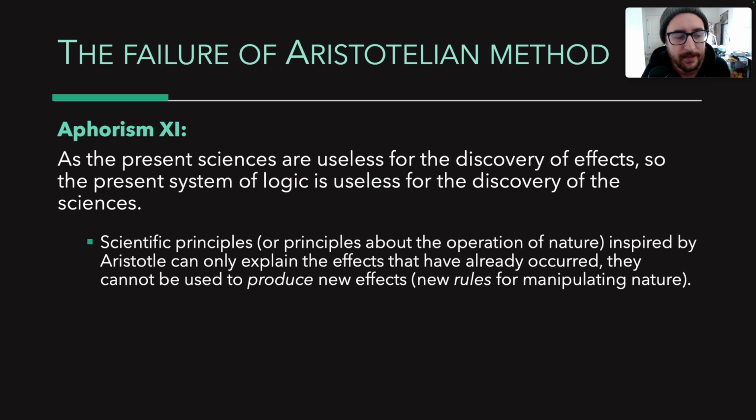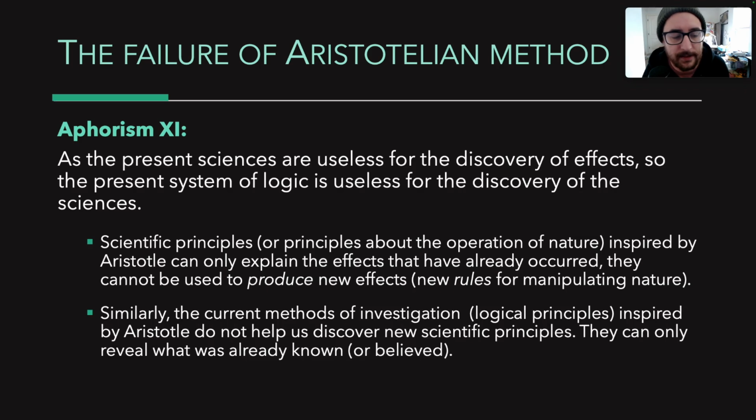And so his criticism here is that the scientific principles, or the principles about the operation of nature, say in terms of matter and form, from Aristotle, can only explain the effects that have already occurred, that we've already observed. They cannot be used to produce new effects. They can't help us determine rules for manipulating nature and thereby have the power to produce the effects that might be beneficial to humanity in various ways.